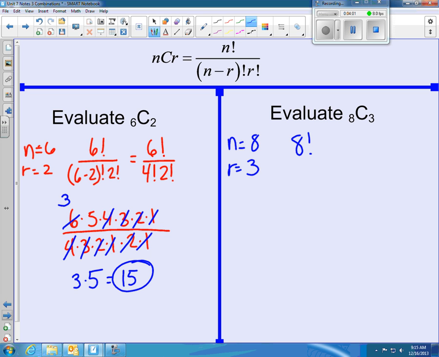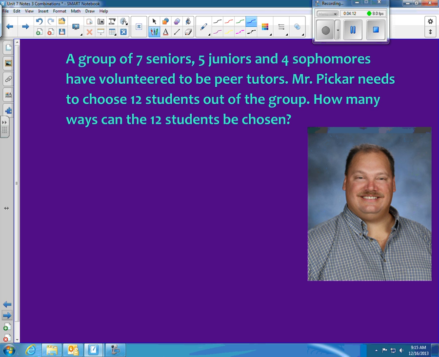So that gives us 8 factorial over 8 minus 3 factorial, and then don't forget that 3 factorial in the end. So I want you guys to try that out, all handwritten, and come with that answer for our class.